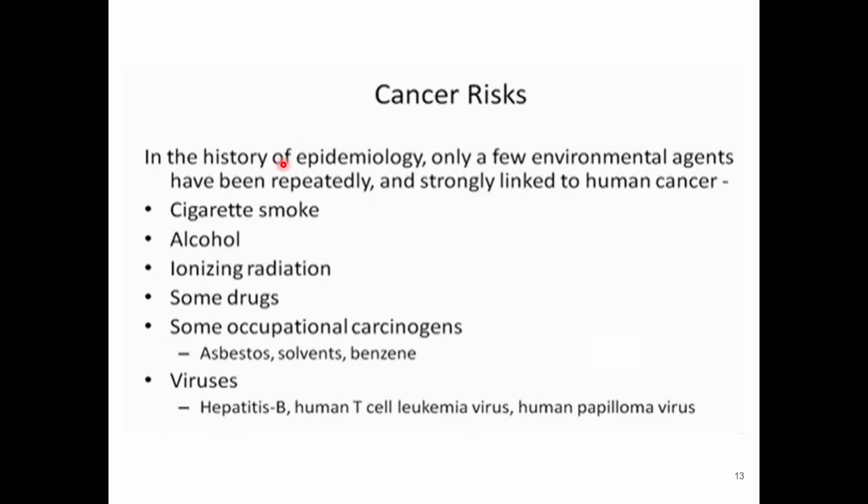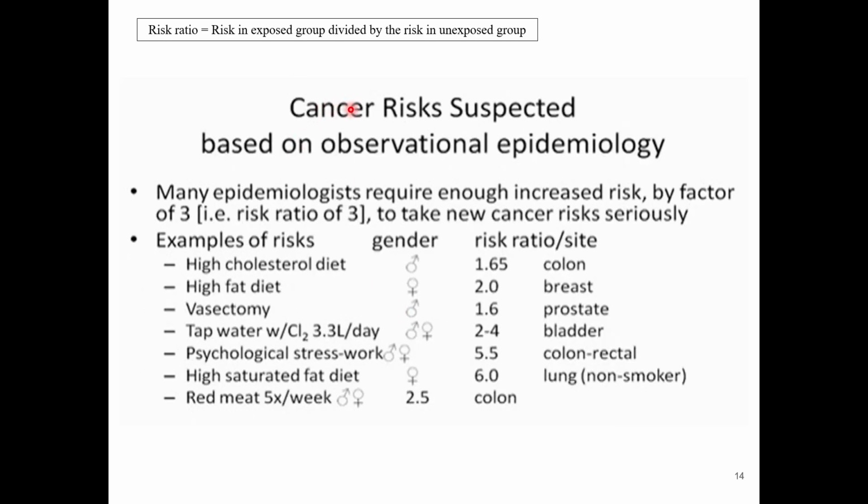So the cancer risks: in the history of epidemiology, only a few environmental agents have been repeatedly and strongly linked to human cancer. These are some of the substances which have been found to cause human cancer risks. One is cigarette smoke, one is alcohol, one is ionizing radiation, one is various types of drugs, occupational carcinogens such as asbestos, solvents, benzene, and also viruses such as hepatitis B, human T cell leukemia virus, human papilloma virus, etc. So the cancer risks suspected based on observational epidemiology.